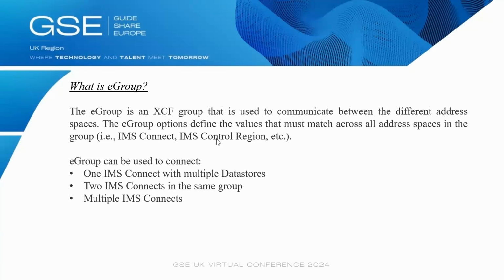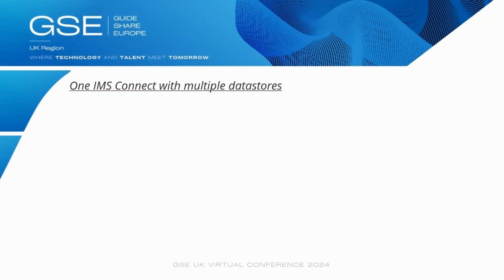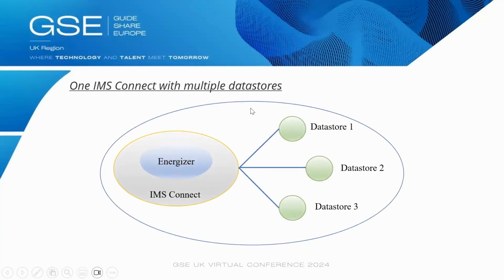And the e-group can be used to connect between one IMS Connect with multiple data stores, two IMS Connect in the same e-groups, and multiple IMS Connect. We will just go through these briefly. So here you see, this is the e-group, and the e-group has the IMS Connect. Energizer works under IMS Connect, so hence we have used this block here. And this e-group actually helps one IMS Connect to multiple data stores.